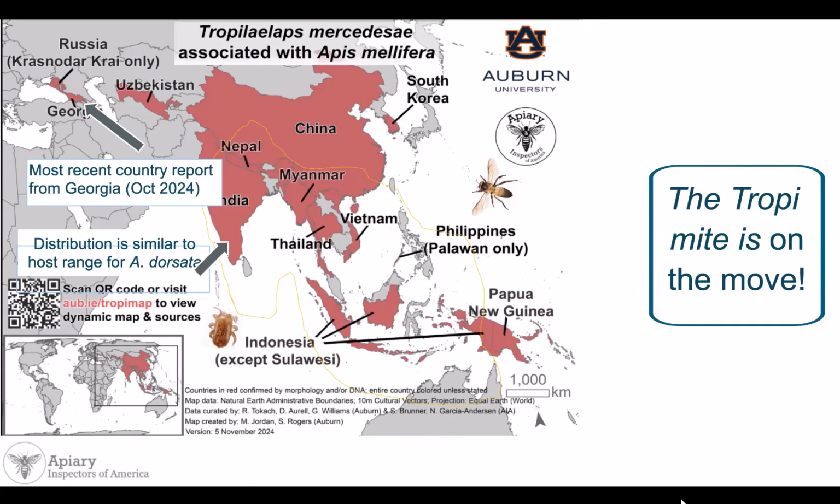So as you can see, it has been moving west, which is of concern to us, especially the parts in Georgia and in the part of Russia. They're getting really close to Europe, so that's a little concerning, right? Because of the way that beekeepers move bees and stuff. That's why we're here. It's moving just like Varroa had moved. Tropilaelaps is moving.